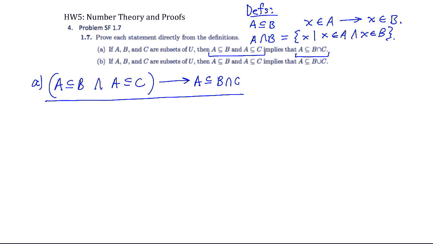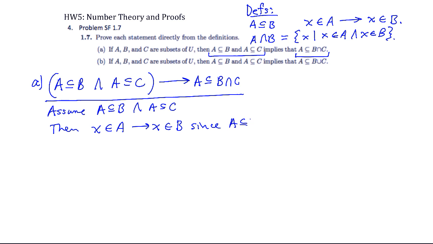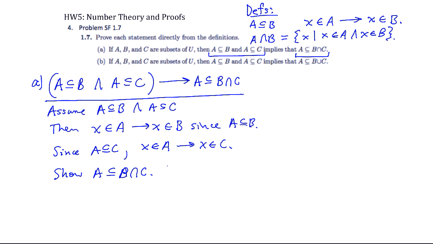In any case, we're going to assume A is a subset of B and A is a subset of C. Then x being in A implies that x is in B, since A is a subset of B. And since A is a subset of C, x being in A implies that x is in C. Now we want to prove that A is a subset of B intersect C. To show that, we show x being in A implies that x is in B intersect C. So with the facts we have from this premise, we're going to prove this conclusion.